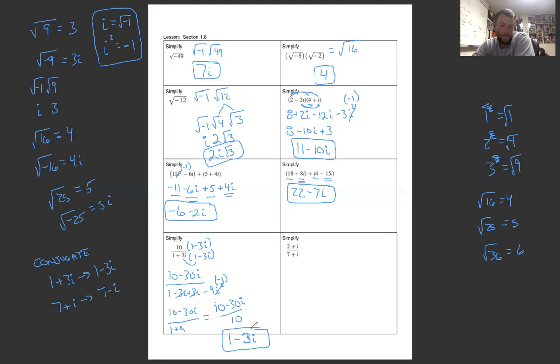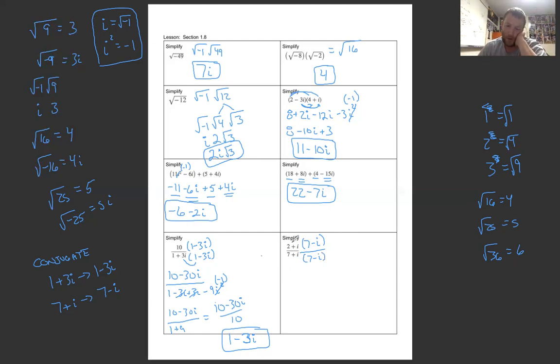Okay. And the last one works out the exact same way. Okay. How do I get rid of the bottom? The top doesn't matter. You can have an i in the top. The bottom is what matters. Can't have an i down there. So instead of 7 plus i, we're going to multiply the top by 7 minus i, the conjugate. We're going to distribute the top, distribute the bottom.